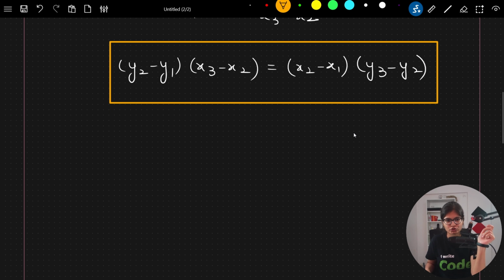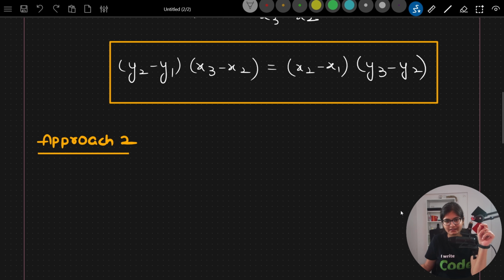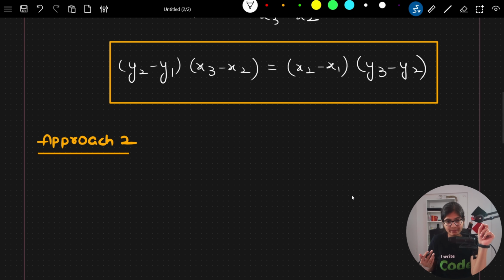What can be the other approach which can be suggested to them? That is approach number 2. If the points are collinear, because 3 points are given to me, with the 3 points I can make a triangle, right? With the 3 points, I can easily make a triangle. I hope everyone agrees with me.